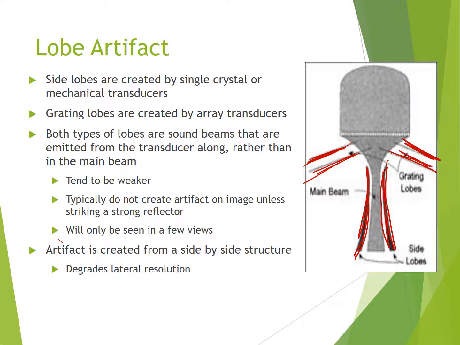And again, as we move the transducer around, these grating lobes are also going to move, which will help to tell us if what we are seeing is actually artifact or true anatomy. The artifact is going to be created from a side-by-side structure, so some sort of strong reflector would need to be out here for this grating lobe to hit it and then be displayed within our main beam. Because of the side-by-side nature of lobe artifacts, these degrade our lateral resolution.